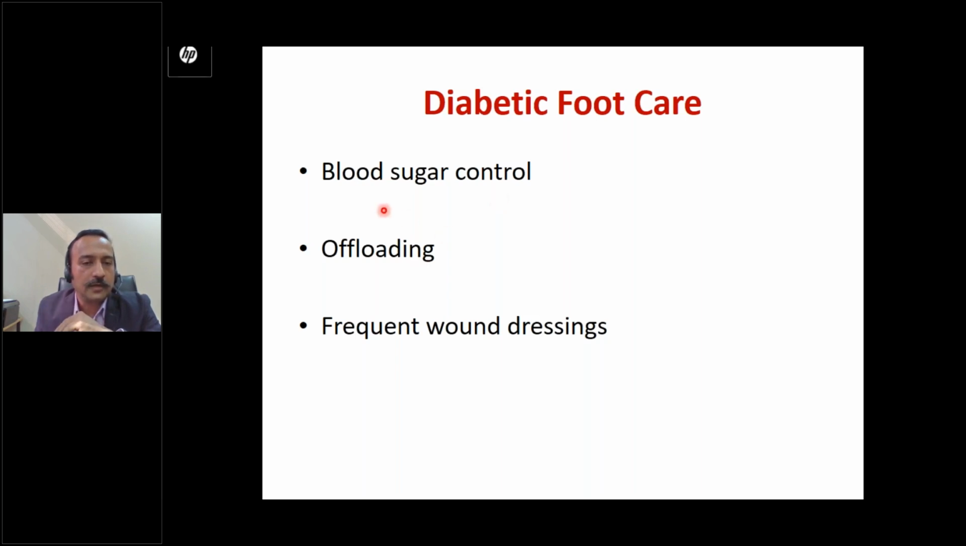So good control. Offloading means removing the pressure on the pressure points of the foot. Like when we are walking, the maximum pressure is on the ball of the toes and the heel. So there are different offloading techniques. If there is a wound over there, there are special casts available. So the pressure gets diverted to the other areas and this starts healing.